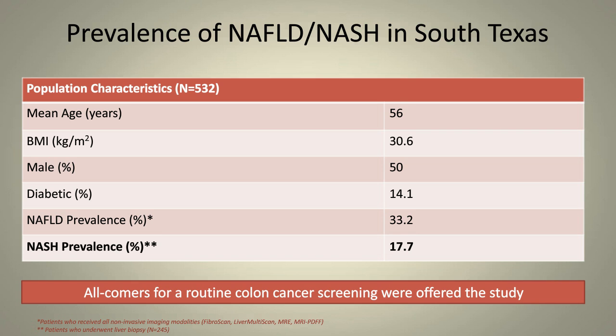And we did a plethora of imaging studies on these people after they signed consent. They obtained a FibroScan with controlled attenuation parameter, or CAP. They had a liver multiscan, or what we call corrected T1 image, done on their liver. And they had an MR elastography done, and they also had MRI proton density fat fraction done on them.